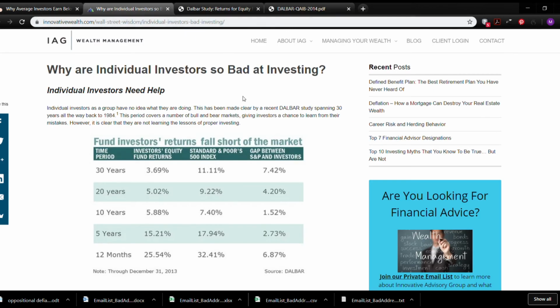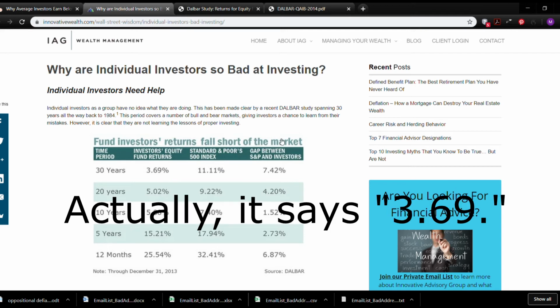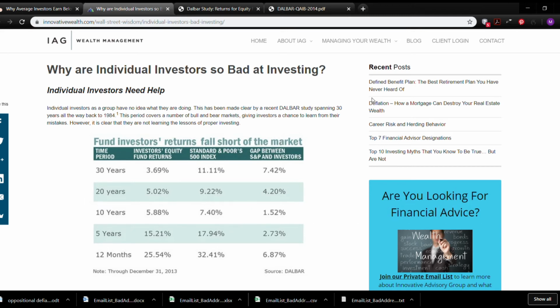And it's striking, because if you look, and here I'm looking at an article titled Why Are Individual Investors So Bad at Investing? And they are quoting, again, or drawing information from Dalbar. You can see the top of the graph, the 30 years investors in equity funds fall short of the market. The S&P over 30 years averaged 11.11%. The average investor averaged 3.9. That means that their actual investment experience, if we were to run that compound annual growth rate calculation on it, would certainly be south of 3.69.